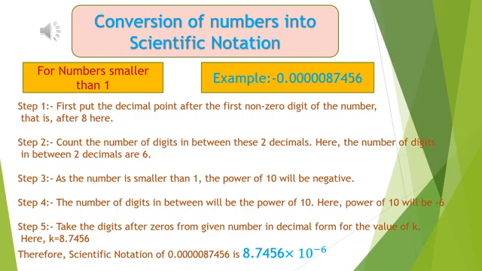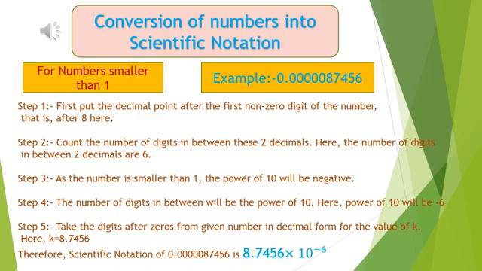Now step number 2. Count the number of digits in between these two decimals. The first decimal is the one given and the second decimal is the one after 8. So how many digits are there? 1, 2, 3, 4, 5 and 6. Five are zeros and 1 is 8. So how many digits are there in between these two decimals? 6. So step number 3 says that as the number is smaller than 1, the power of 10 will be negative. It means your value of n will be minus 6.